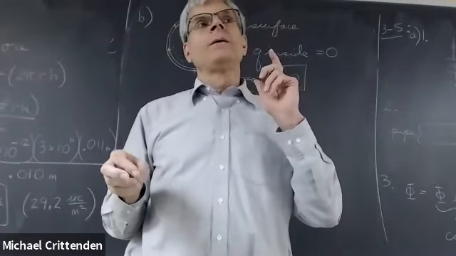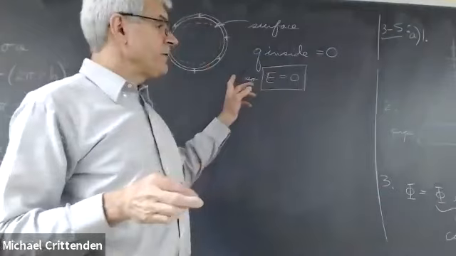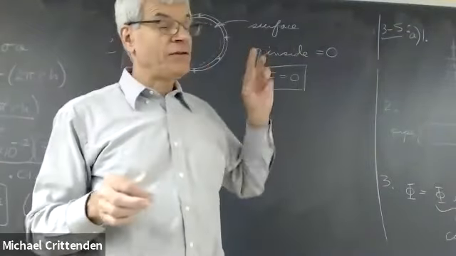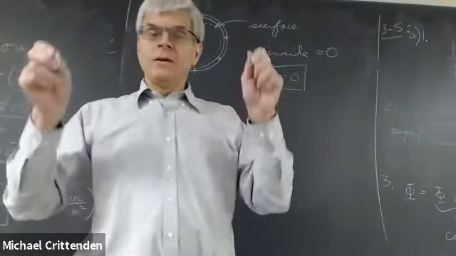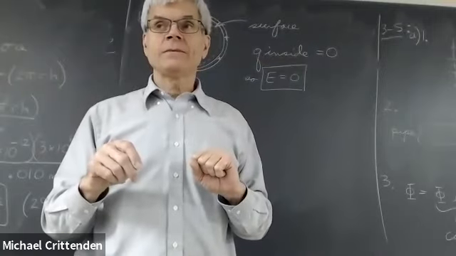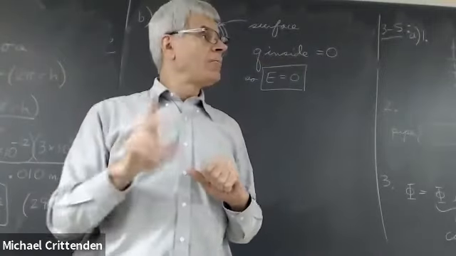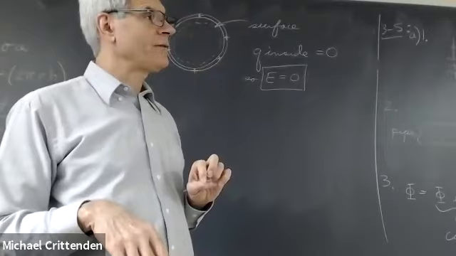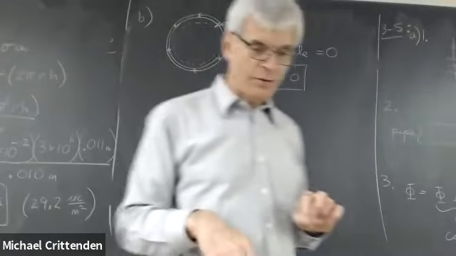Now, the electric field is 0 inside of a conductor under static conditions. When there's a current flowing, that's a whole different story. But it's also a story for another day, because I'm 3 or 4 minutes over.